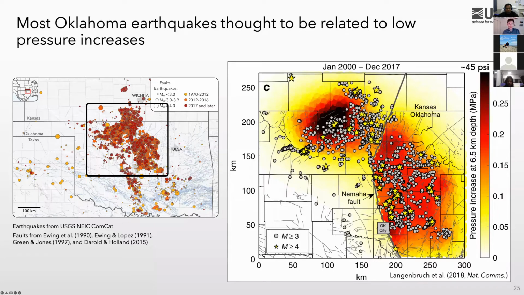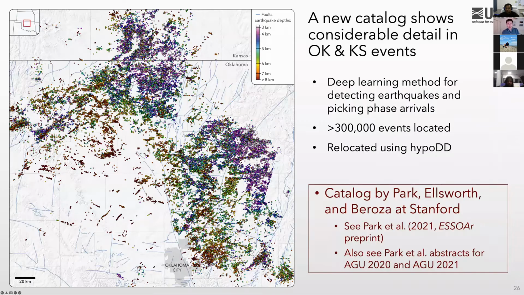So we can test this by looking at the orientations of faults in the stress field. And this has become possible more recently through the advent of machine learning-based earthquake catalog detection methods. And this is a new one right here by Young-Soo Park, Bill Ellsworth, and Greg Beroza at Stanford. It includes a very impressive more than 300,000 earthquakes.